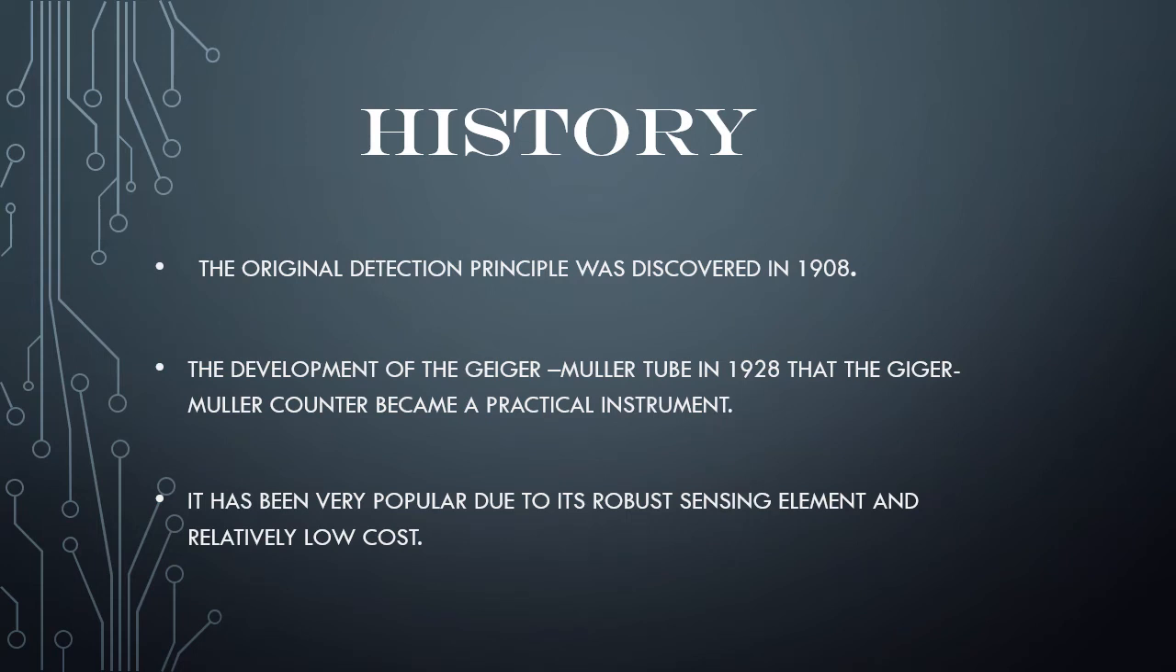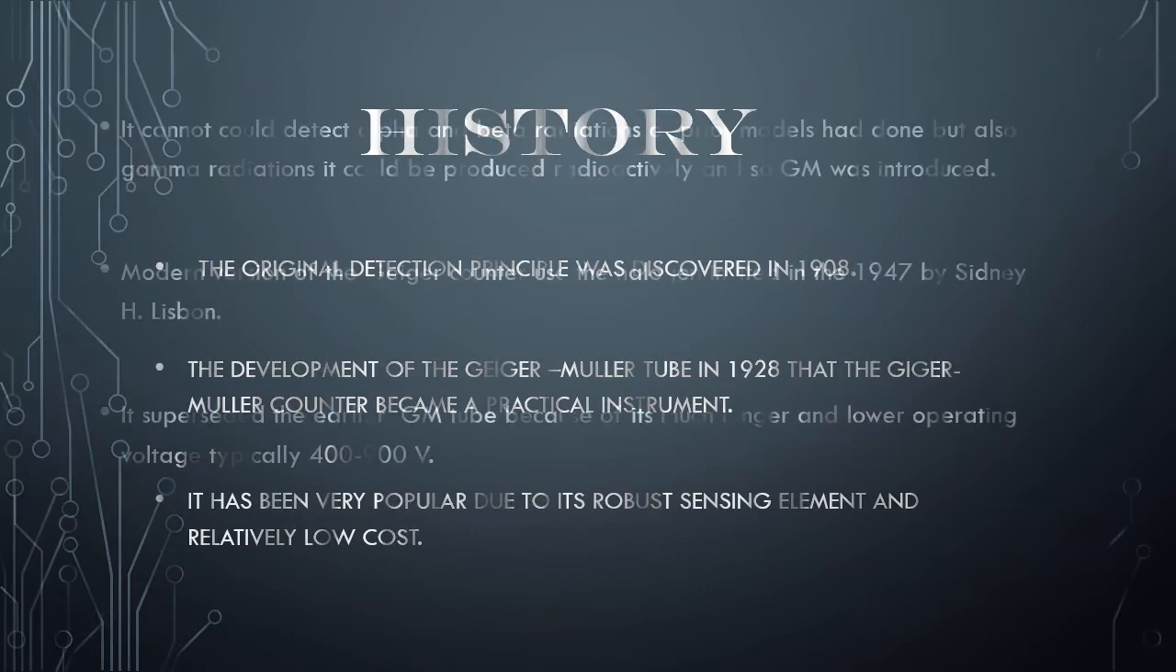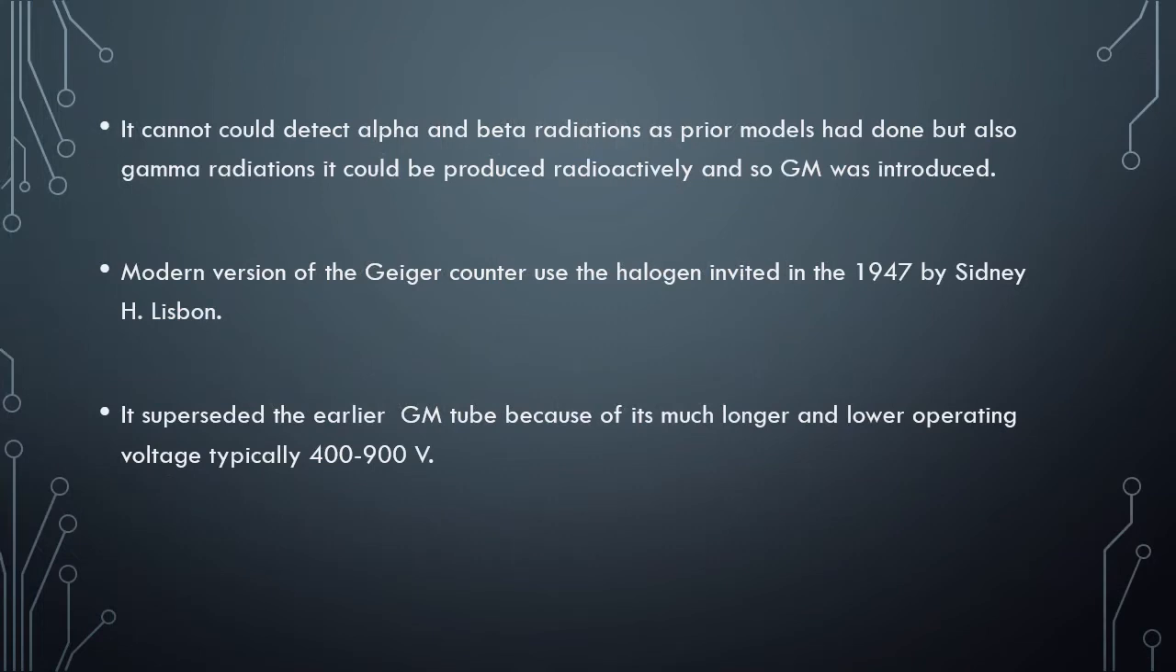History. The original detection principle was discovered in 1908, and the development of the Geiger-Müller tube in 1928 made the Geiger-Müller counter a practical instrument. It has been very popular due to its robust sensing element and relatively low cost. It could detect alpha and beta radiation as prior models had done, but also gamma radiation. It could be produced commercially, and so the GM counter was introduced.